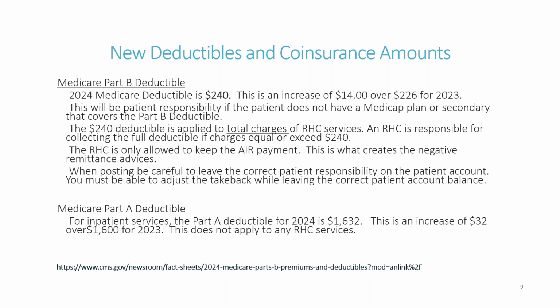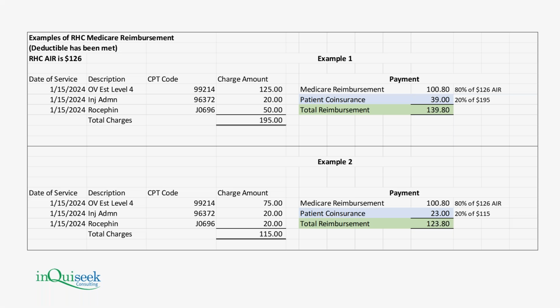For those of you who are in provider-based rural health clinics, you may want to know that the Medicare Part A deductible for 2024 also went up this year. It went up from $1,600 to $1,632. This does not apply to rural health clinics. The Part A deductible does not apply to rural health clinics. The Part B deductible does. But if you're in a provider-based rural health clinic and you do things on the hospital side and the clinic side, you just might need that information. Okay, so moving along, we're going to look at some actual examples, and these are also in the slides that you have gotten.